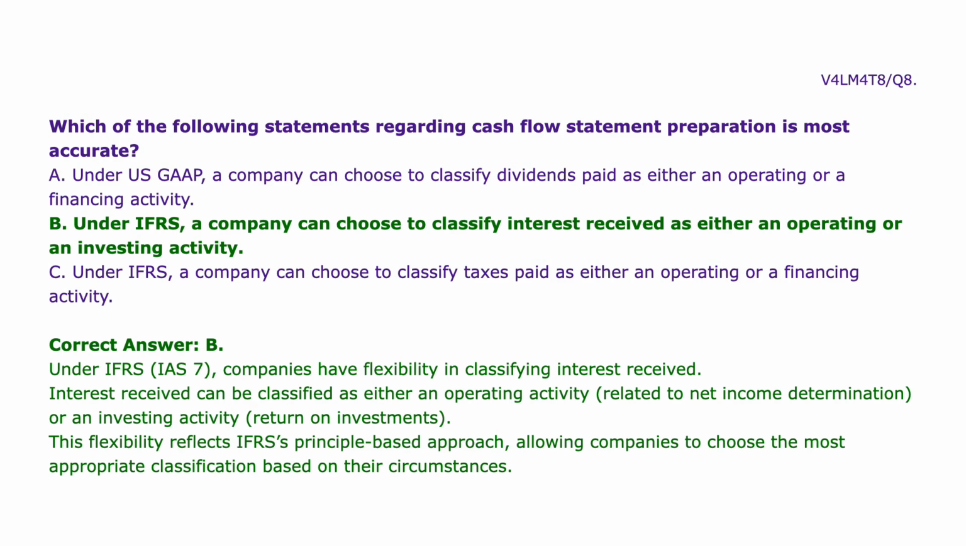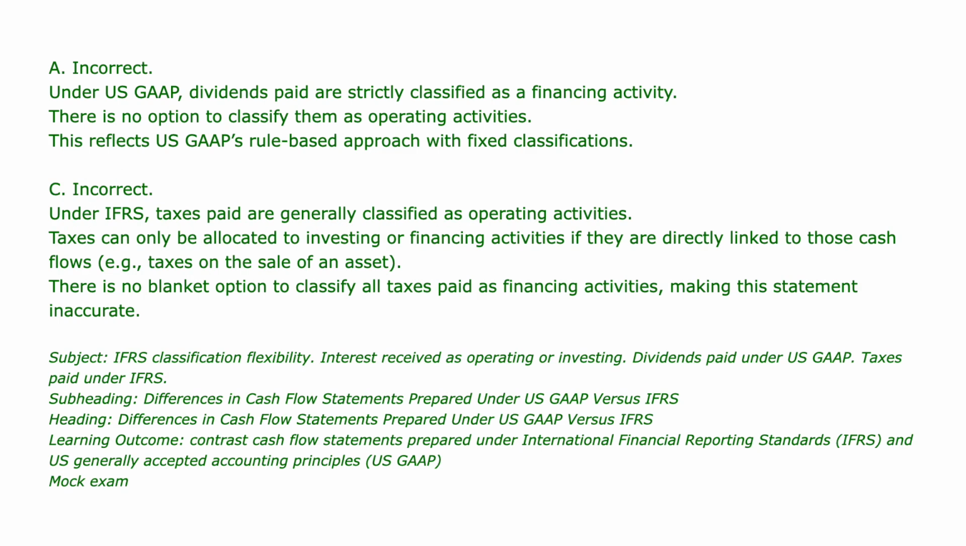IAS 7 allows companies to classify interest received as either an operating or investing activity, reflecting a principle-based approach. A. Incorrect. US GAAP classifies dividends paid as financing activities, reflecting its rule-based approach. C. Incorrect. Under IFRS, taxes are generally operating activities, with limited exceptions for investing or financing activities.